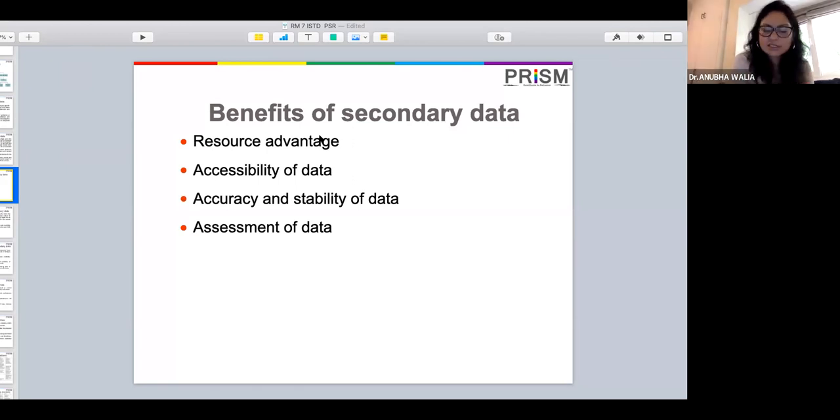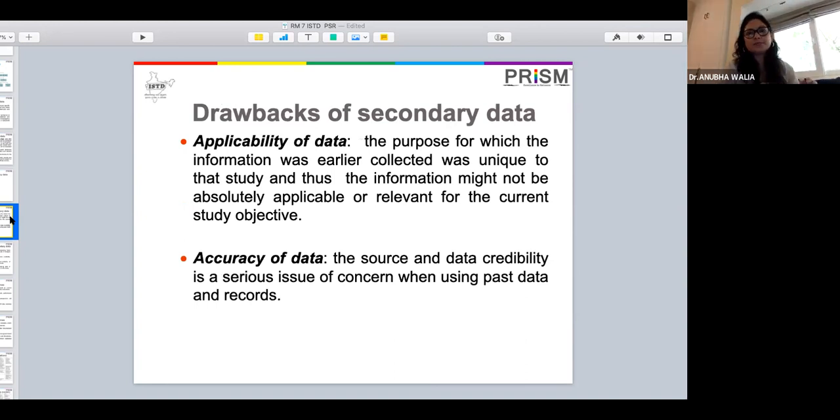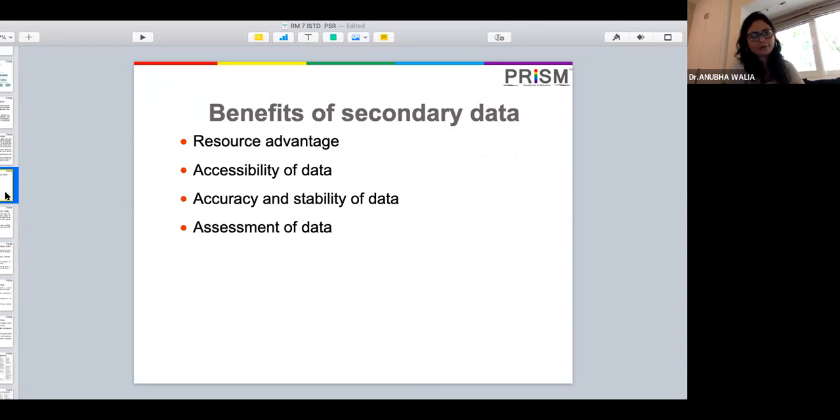Then accessibility of data, which I've just shown you, and you can get to know that if my sample and population are respected for a particular approach, I can definitely get that access and use it. Then accuracy and stability of the data, because in 2022 there were 6,000, which means so much recent research has happened. It's only 3 months and so much research has happened on this topic. Then we can assess the data accordingly. You will see there are drawbacks to it also. Now, if I ask you, what could be the drawback of secondary data? Anyone?